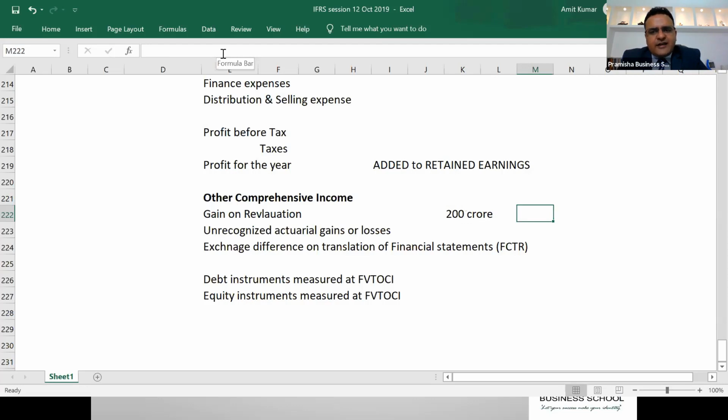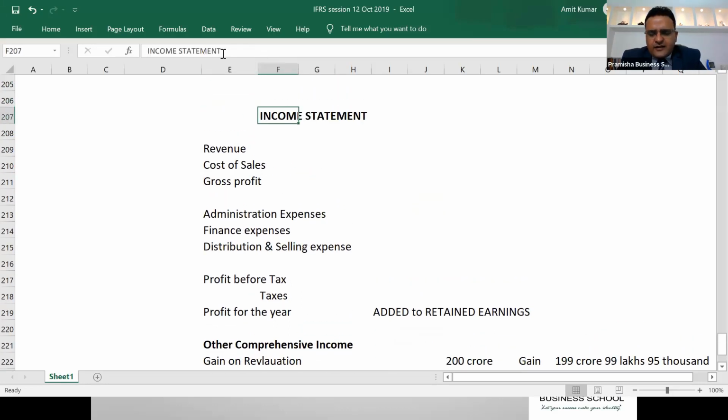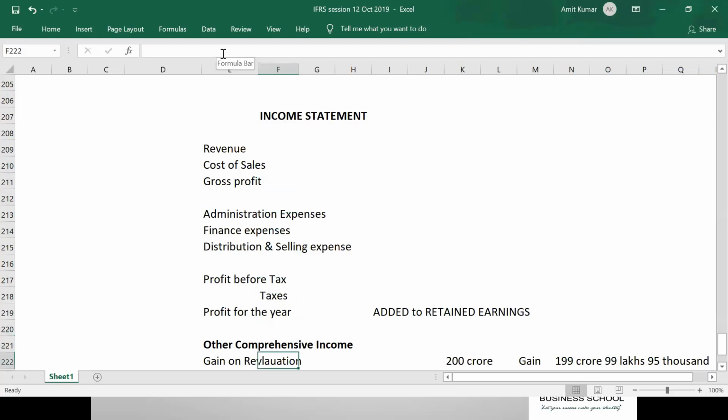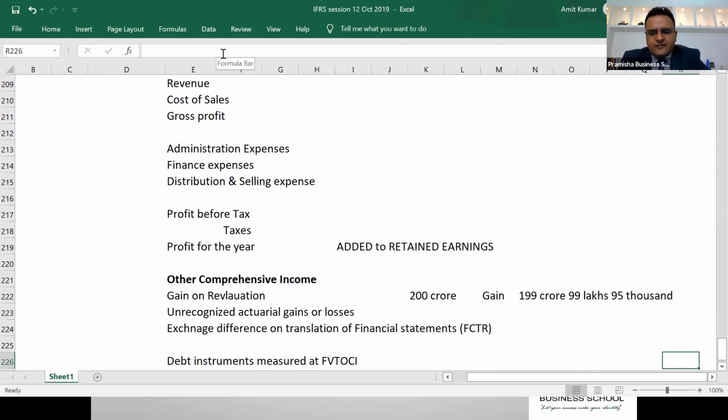If I do the revaluation exercise, there is a gain of how much? 199 crore, 99 lakhs, 95,000. Can I show this entire gain as part of my P&L, profit for the year? Even our Prime Minister will visit us and say you have been a very successful manager and you have brought so much gain to the firm. What to do?